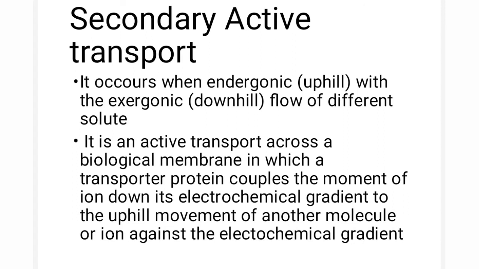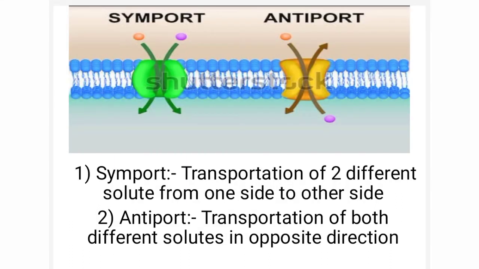Secondary active transport. In secondary active transport, substance moves against the concentration gradient, but ATP is not used as the energy source. In this transport, the movement of one solute is coupled with another solute. There are three types of transport: symport, uniport and antiport. Symport means two solutes are transported in the same direction. Antiport means two different solutes move in different directions.